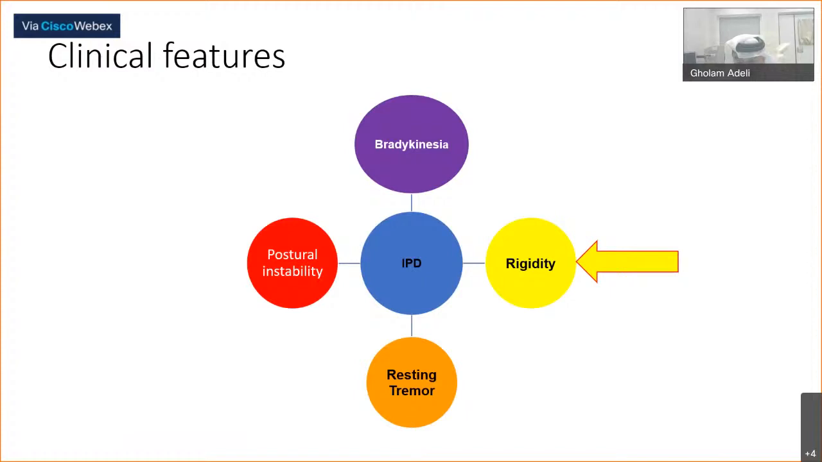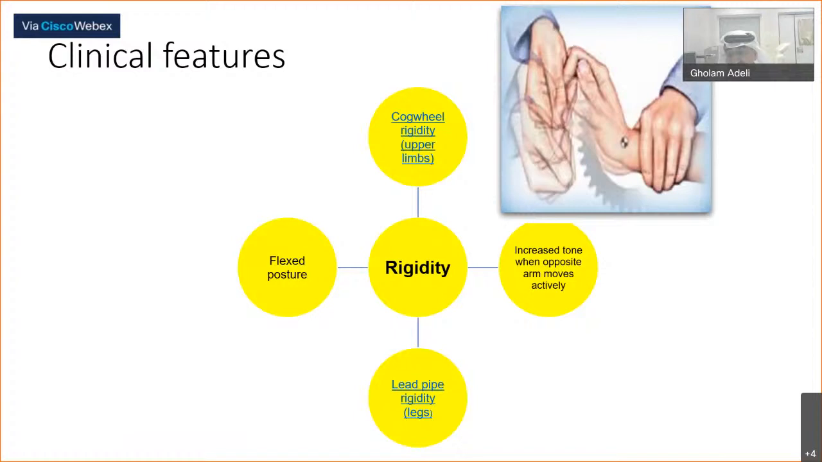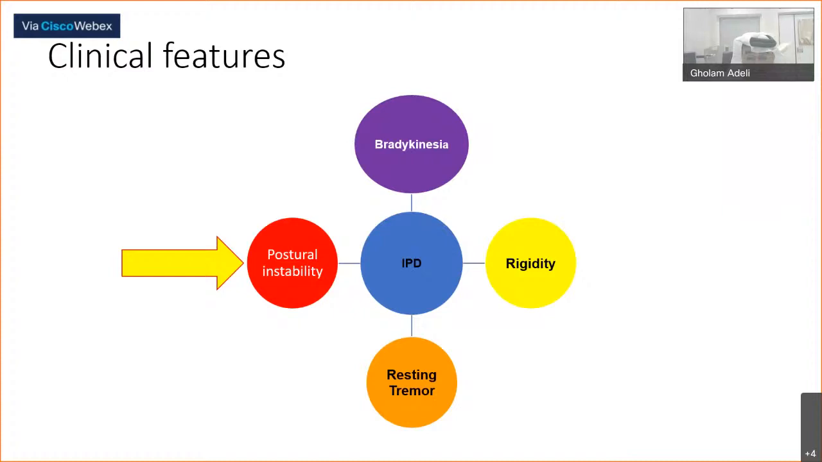Then comes the other feature, which is rigidity. Rigidity is felt with movement of the joints. If there is increased tone and a tremor in the same arm, then you find what we call cogwheel rigidity. Then postural instability. As we mentioned, this should not be an early feature of Parkinson's disease. If it is early, then you have to be careful about the diagnosis.